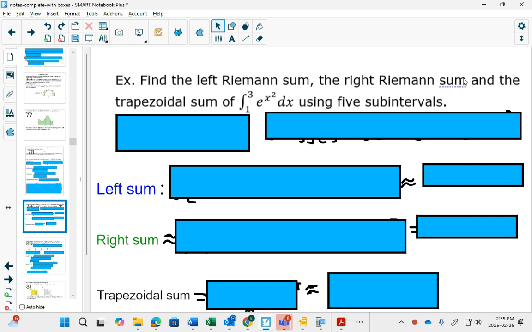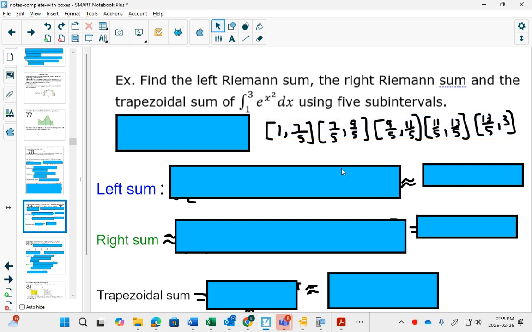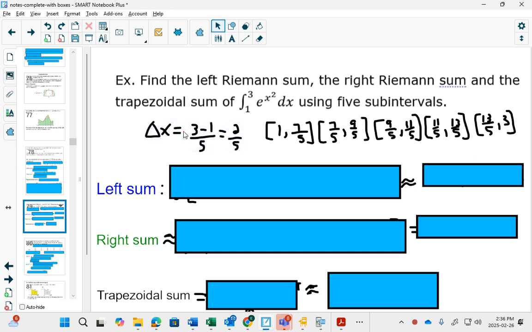Find the left Riemann sum, the right Riemann sum, and the trapezoid sum from 1 to 3 with 5 subintervals. They're not beautiful subintervals if you take that and divide it by 5. The distance between 1 and 3 is 2. If you divide it by 5, does it make sense that each one is 2/5 wide? So you're going to go 1, and if I added 2/5 that would get me to 7/5. Then 7/5 to 9/5, 9/5 to 11/5, and so on until you get to 3. Your change in x is 2/5.